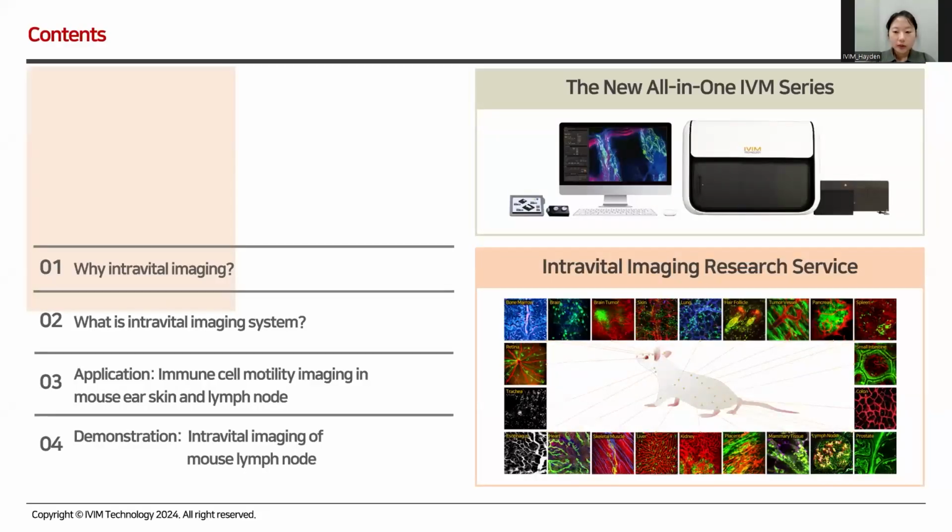So the presentation will proceed as follows. First, I will provide a brief overview of IVIN Technology's intravital microscope. Following that, I will present in vivo imaging application data performed by IVIN, obtained through visualization of immune cell dynamics in living mouse models. At the end of the webinar, you can see how to manipulate the device for imaging in vivo lymph node with a recorded video, like a real virtual demonstration.